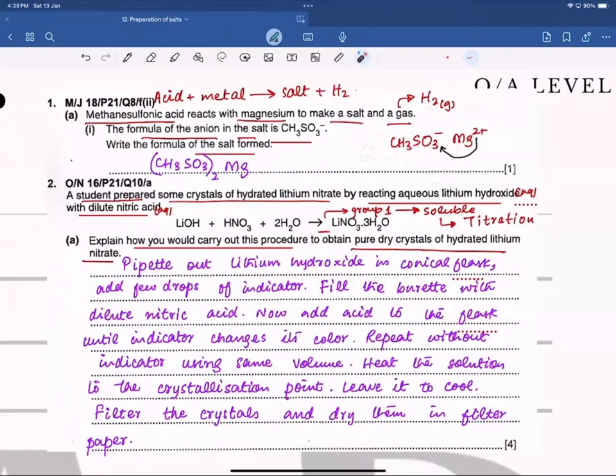Now type it out. Instead of alkali, I used lithium hydroxide. And then add a few drops of indicator. Fill the burette with dilute nitric acid. Now add acid to the flask until it changes color. Then we repeat without the indicator using the same volume. So see how all the method is the same. Just we have now used the specific names of the alkali and the salt.